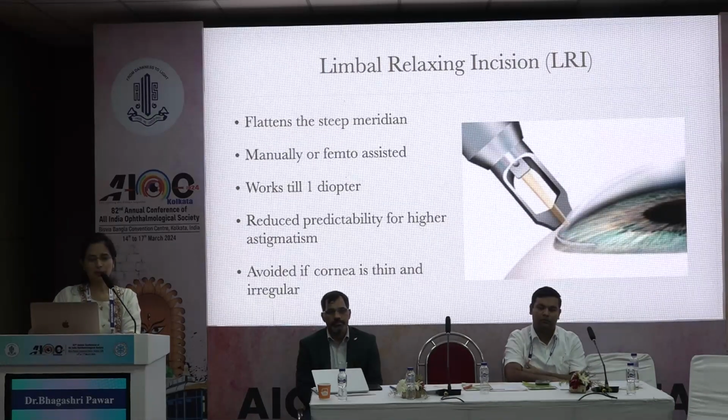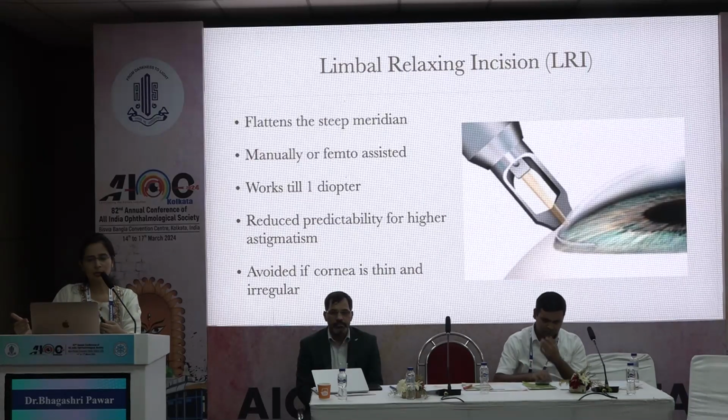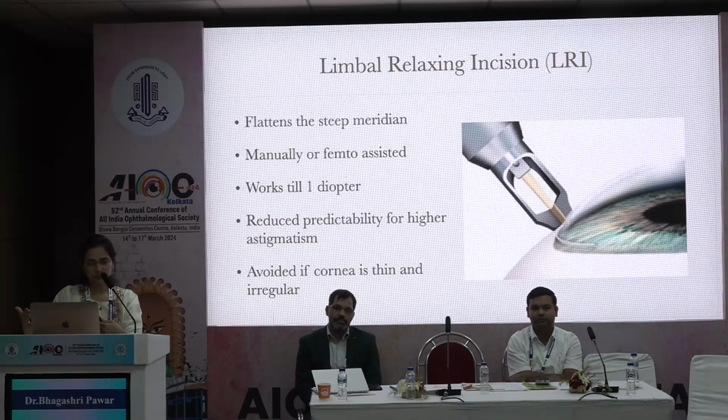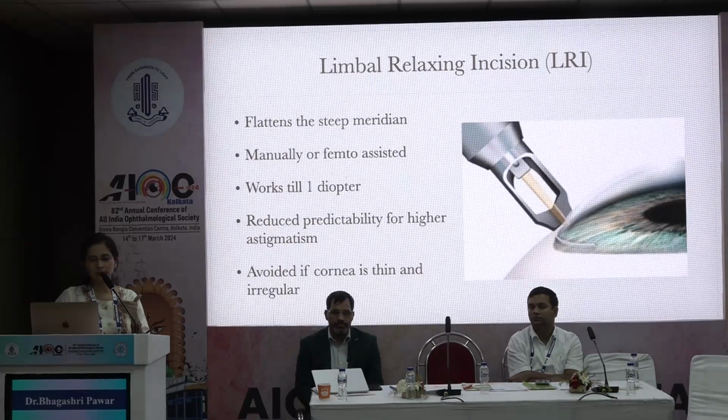The next tool in our armamentarium is limbal relaxing incision. It basically treats the astigmatism at the corneal level by making partial thickness incisions at the steep axis. It can be done manually or femto-assisted, but for the sake of practicality, I'll stick our discussion to the manual LRI. It works very well up to 1 diopter. You can do it for higher than 1 diopter, but the predictability for higher astigmatism goes down. And remember that LRI should be avoided in thin irregular corneas.